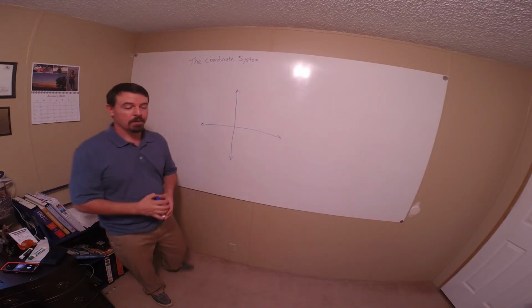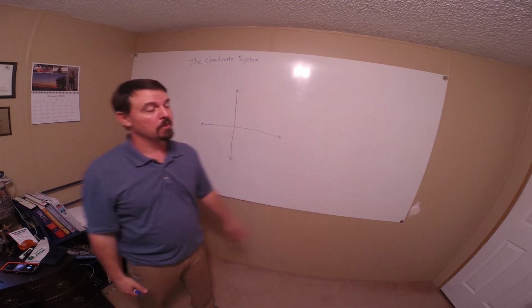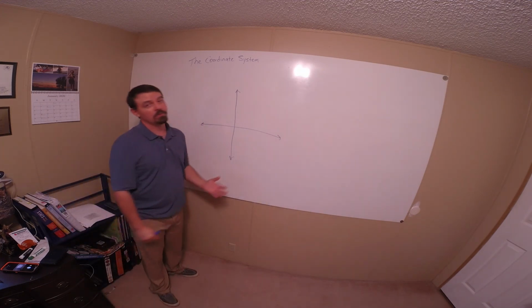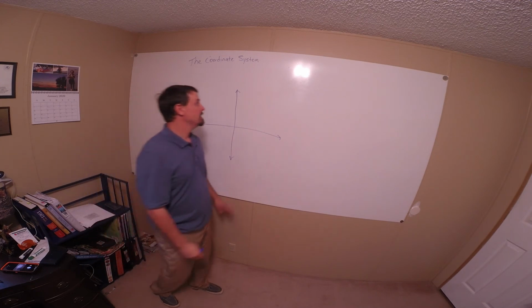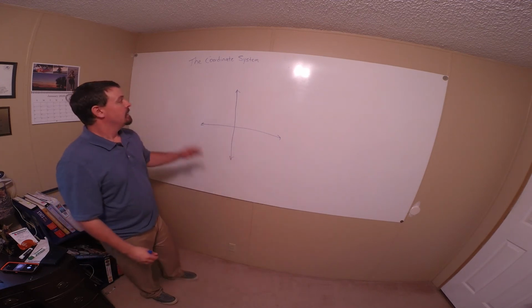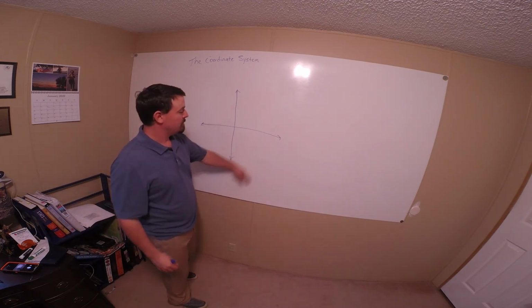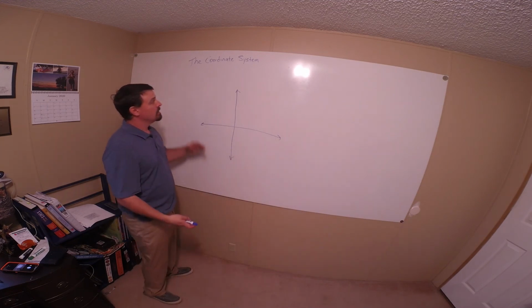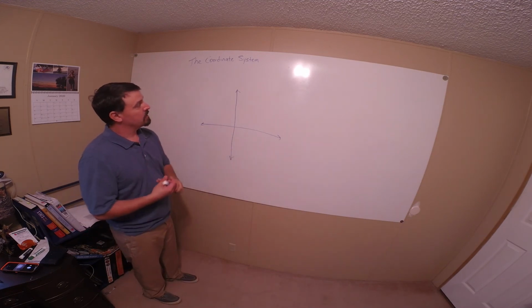Alright, the last thing we're going to go over in this review is the coordinate system. We use the coordinate system a lot. A lot of times we'll use the TI 83 or 84, typically the 84 in this class, in order to graph things for us, but we also need to be able to do it by hand. So, just a quick review of the coordinate system.